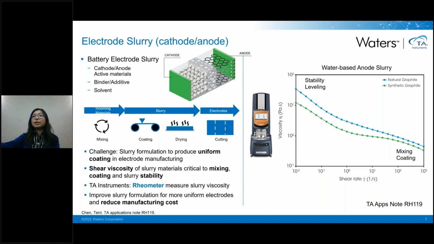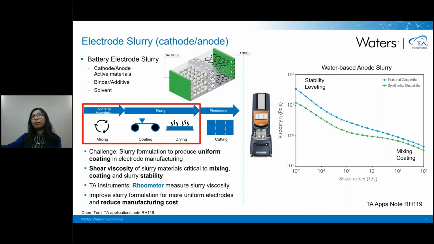After mixing together, it goes to, for example, a die coater to coat on the collector plate, followed by a drying process. First of all, the slurry performance is very important in order to get a uniform coating in the electrode. Shear viscosity of the slurry material is very critical for mixing and coating the slurry. The low shear rate viscosity is also important for predicting the stability of the slurry. And in TA, the TA rheometer can measure slurry viscosity at different shear rates.